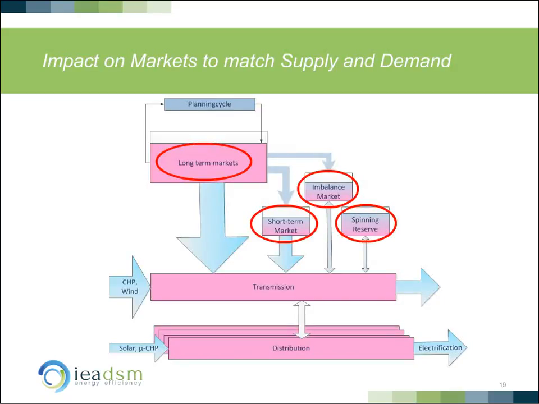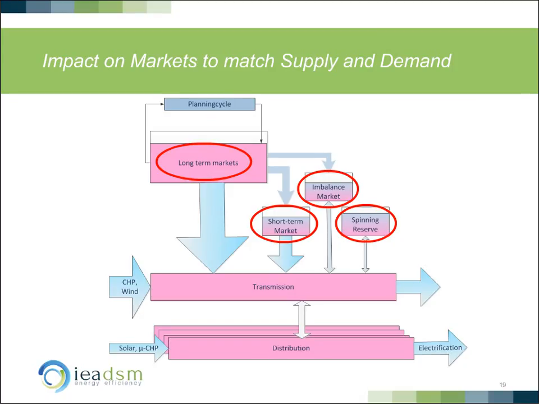We heard already some things on demand response and on distributed generation with renewable energy systems. The second question is, what can you do with the flexibility that you have? How can you use the flexibility that you have on a certain time scale on the market?